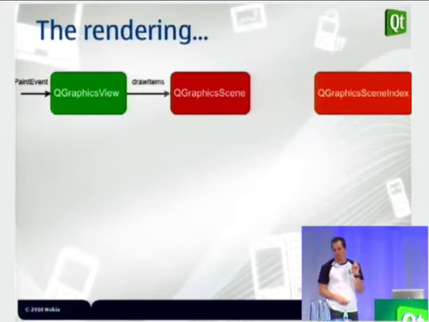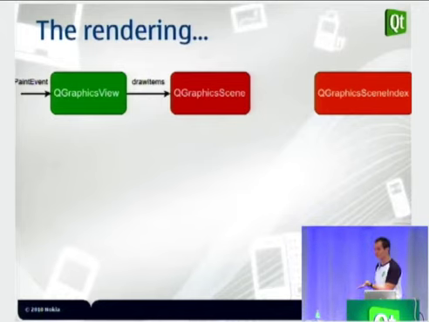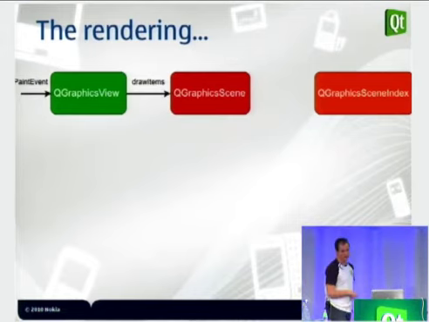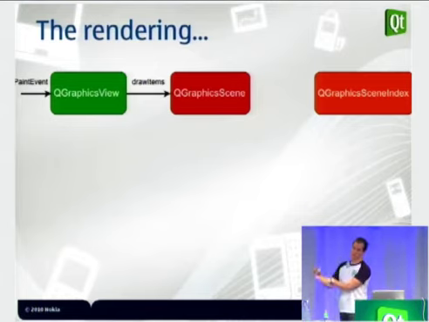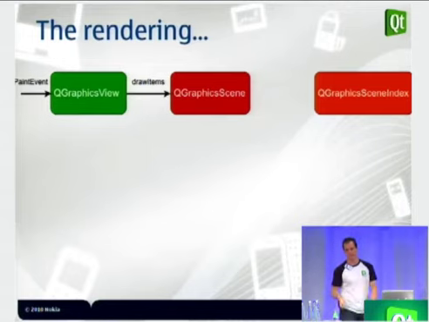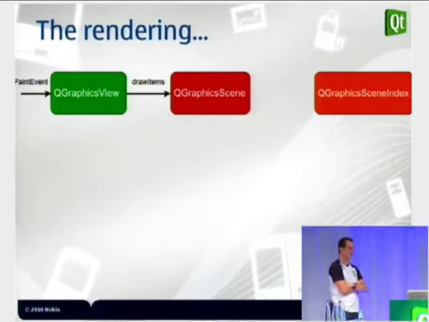Yes, it actually draws the background and then calls drawItems. Not the public function, the private one, since 4.6, on the graphics scene, and says, okay, here is the region you need to repaint, and here is my view transformation, and redraw. So then the graphics scene needs to find out, for those regions, the items that it needs to repaint.